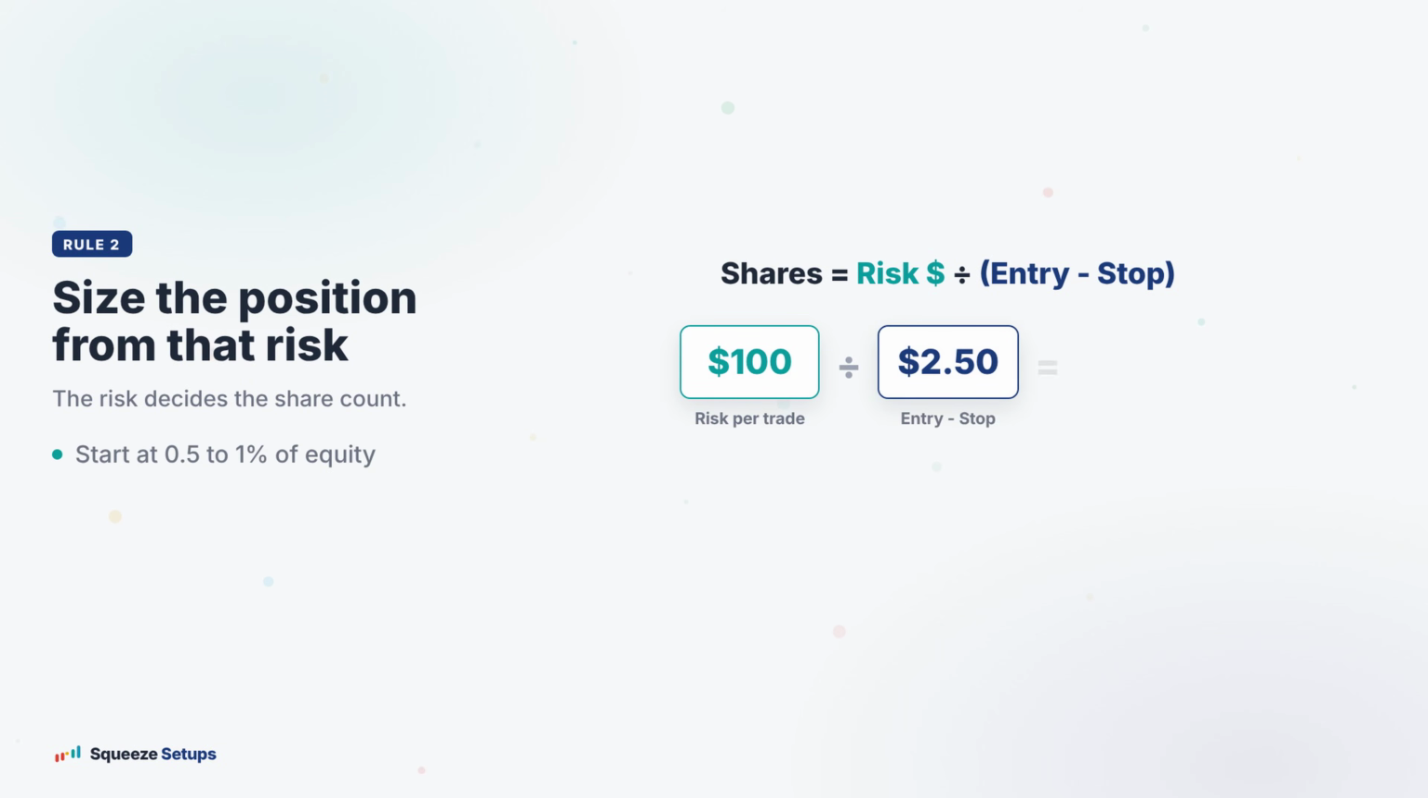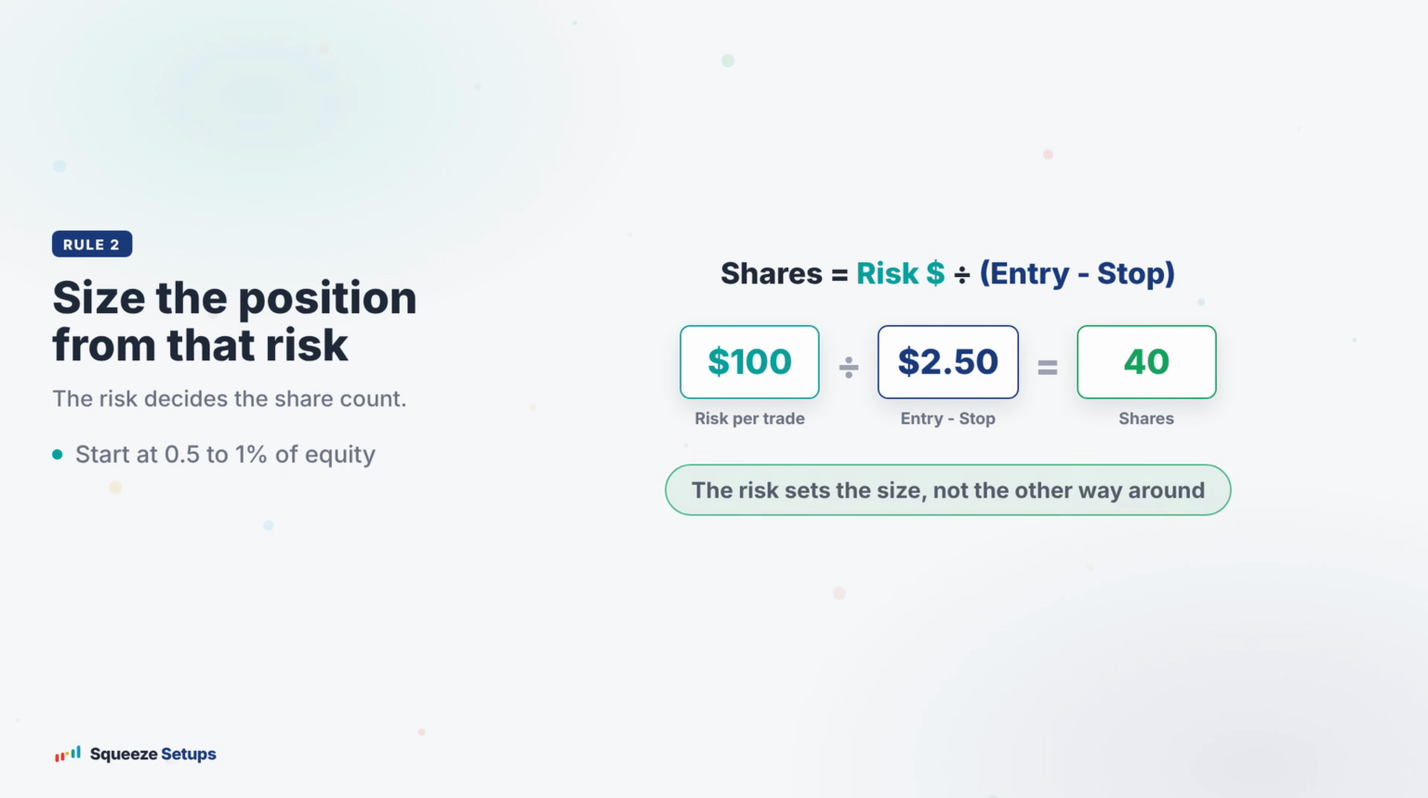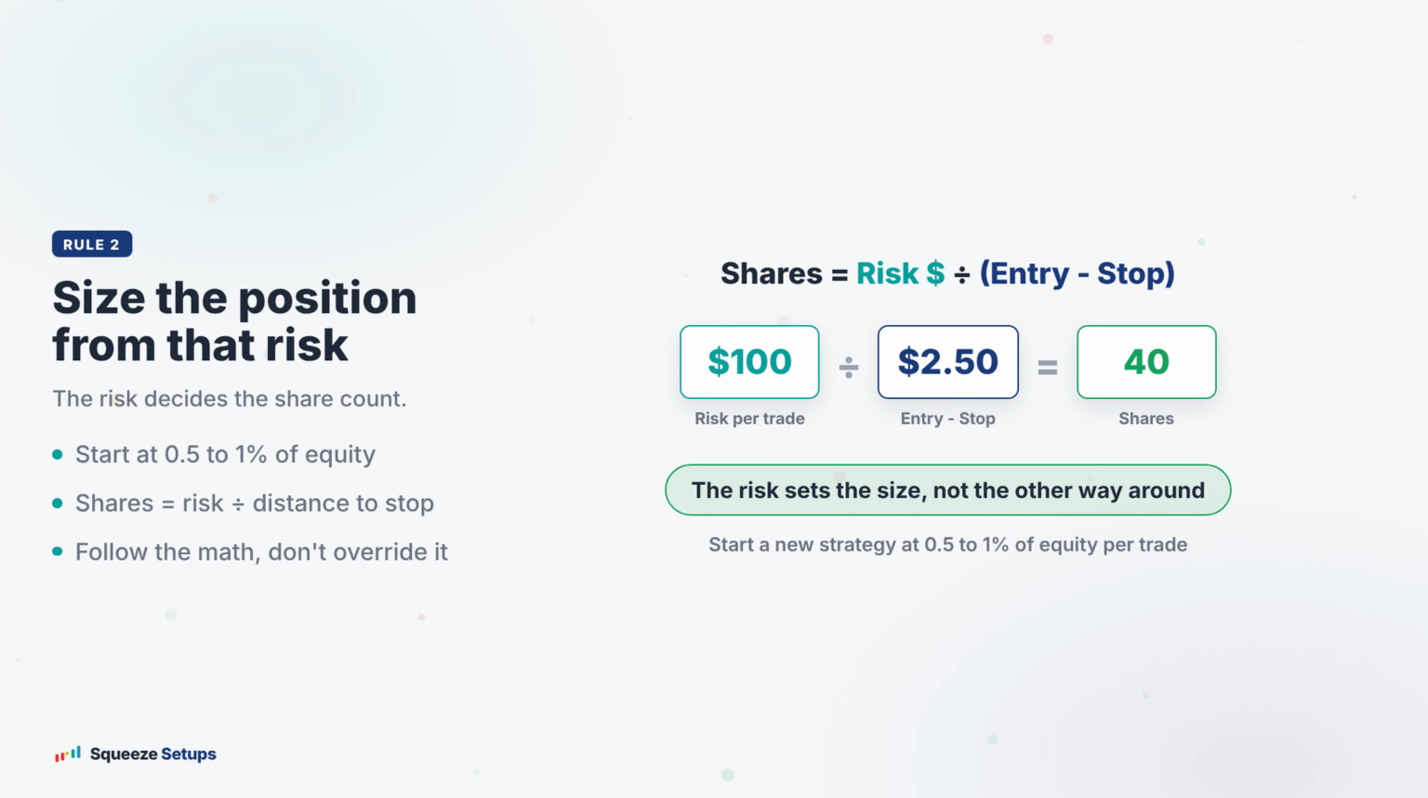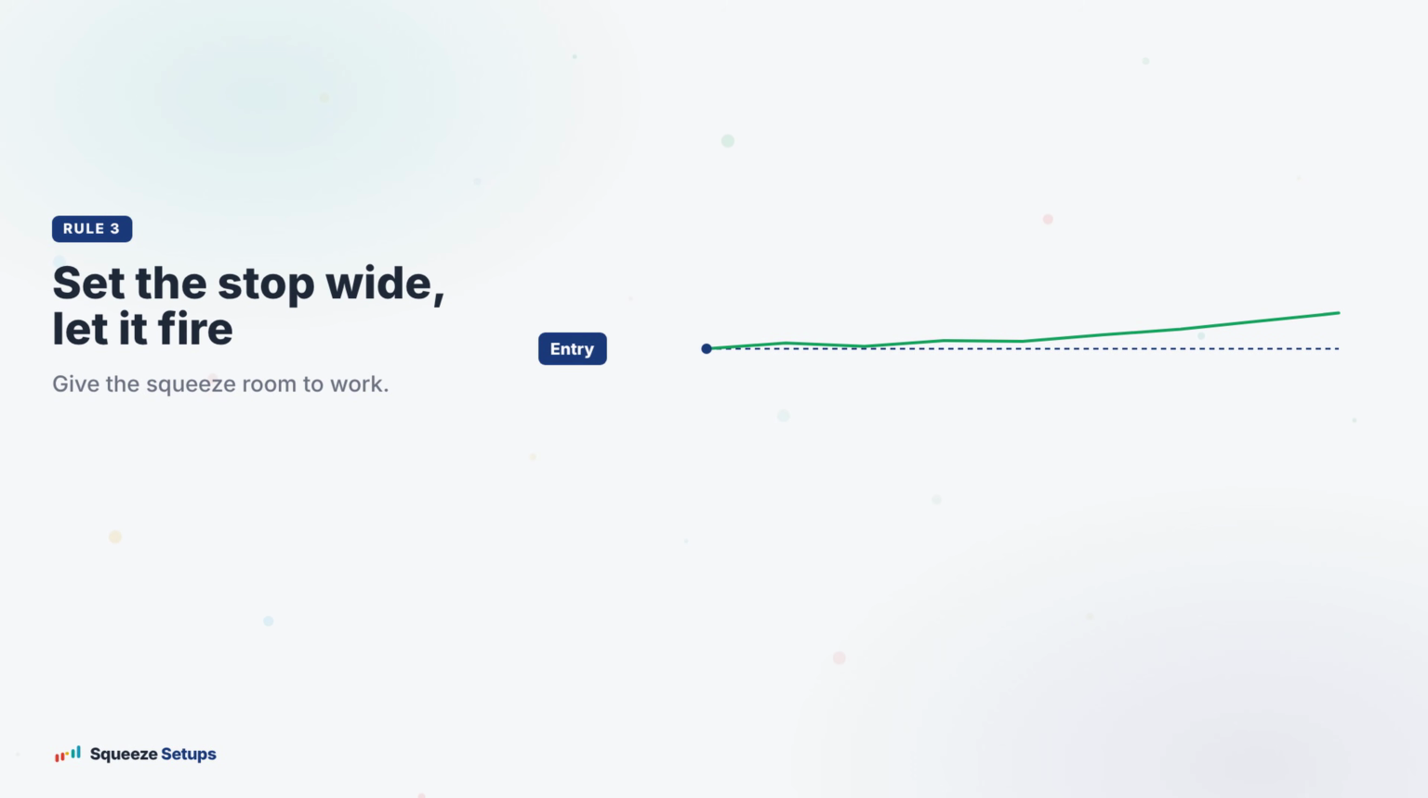Number 2, size the position from that risk that you're willing to give a particular trade. In my case, I like to start off a strategy with something like 0.5 to 1% of my equity per trade. That means my risk on that position is very much defined, and the math is simple. Your share count equals your risk dollars divided by the distance from your entry to your stop. So if you're risking, say, a fixed dollar amount and your stop is a certain distance away, that division very clearly tells you how many shares you could buy or could short. That position size gives you your risk, not the other way around.